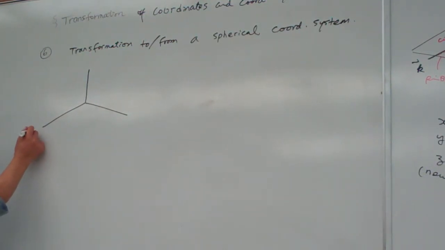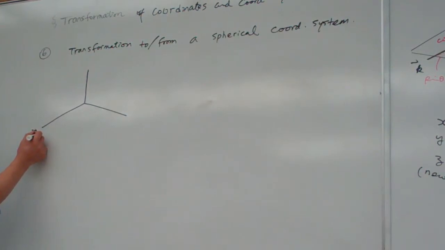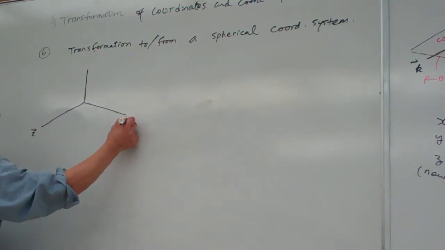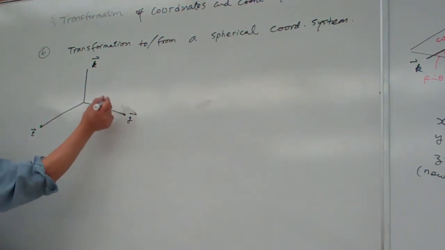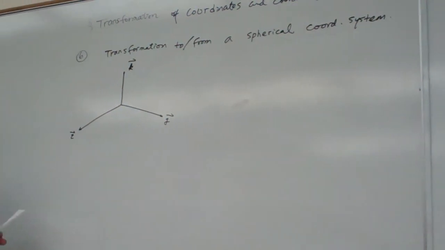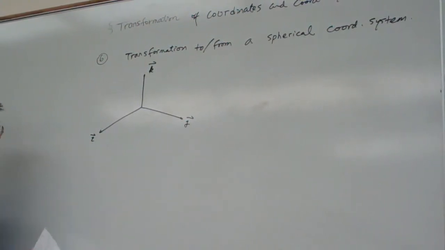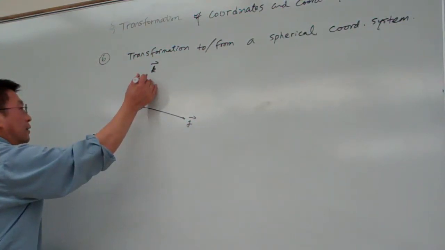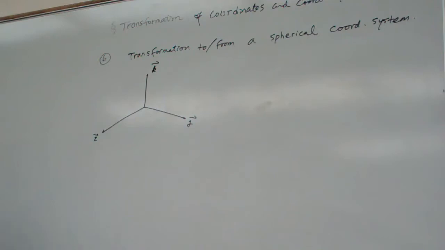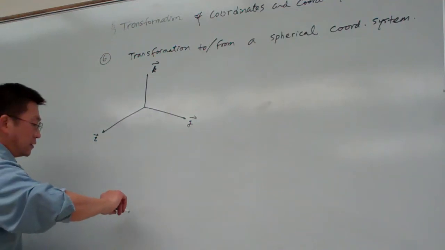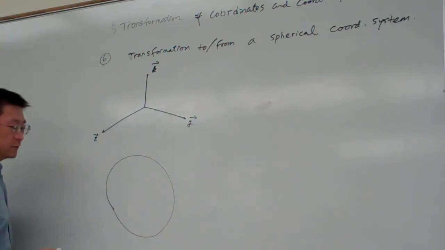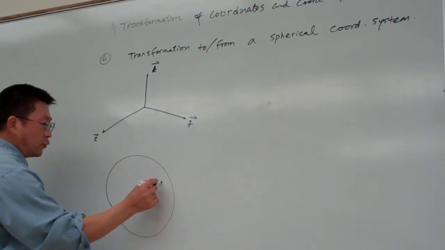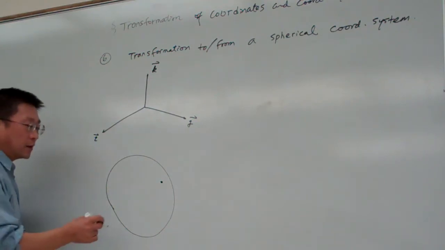So here is our i, j, k. Okay, those are the unit vectors. If you know spherical coordinate system, let me show that one here. So that is a sphere, and then say if we have a point here, okay.